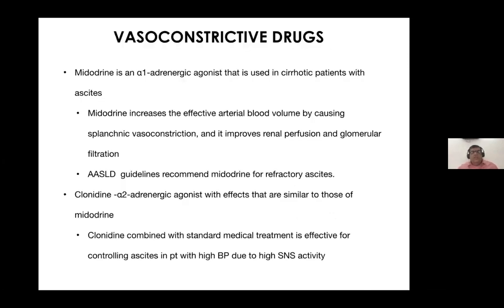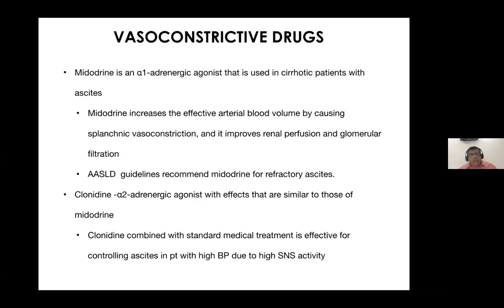Coming to the last part of my talk, and that is vasoconstrictive drugs. Midodrine and clonidine are the two vasoconstrictive drugs. Midodrine is used in patients with cirrhosis and ascites. It increases the effective arterial blood volume by causing splanchnic vasoconstriction, improving renal perfusion and the glomerular filtration. And therefore, the AASLD guidelines recommend midodrine for refractory ascites.